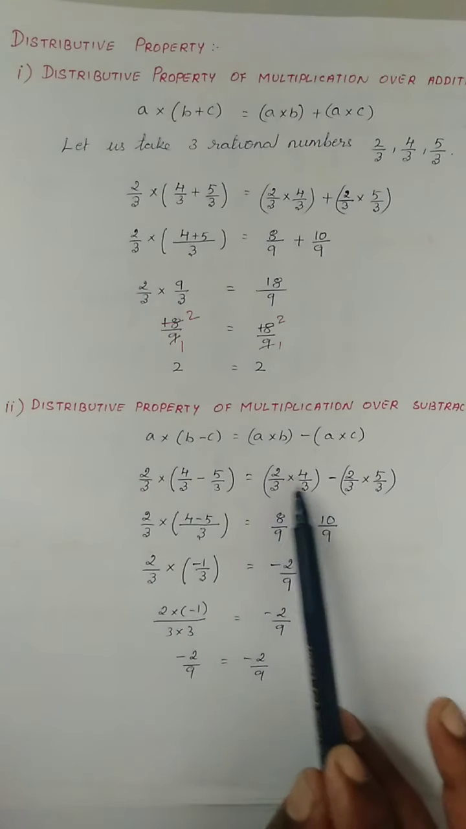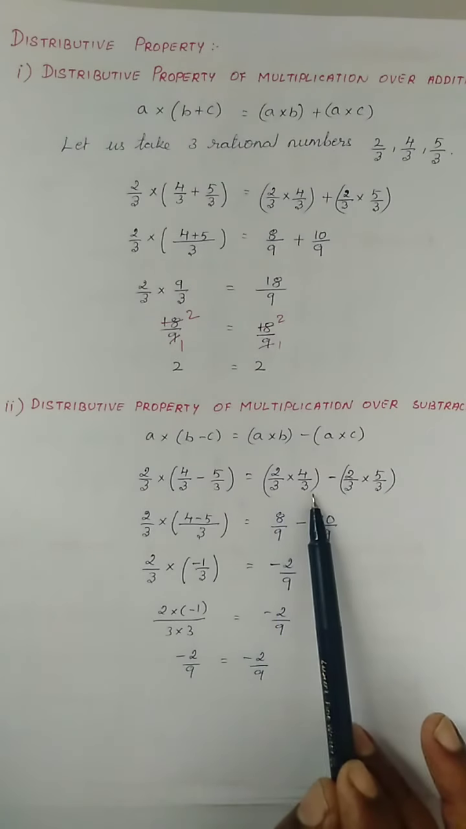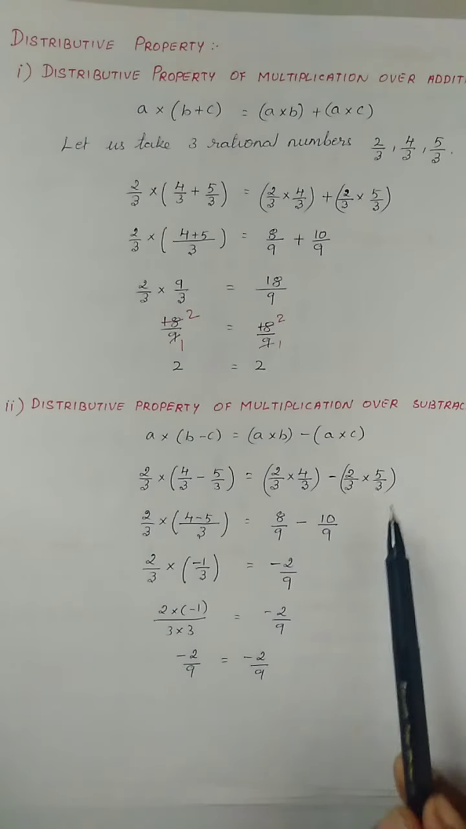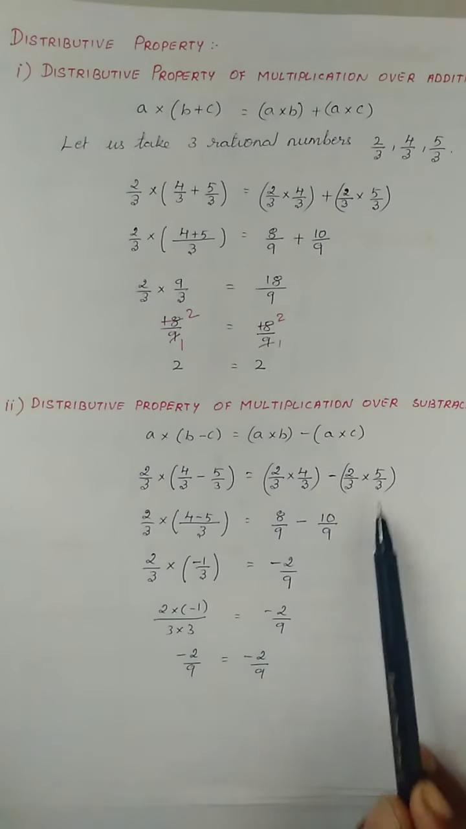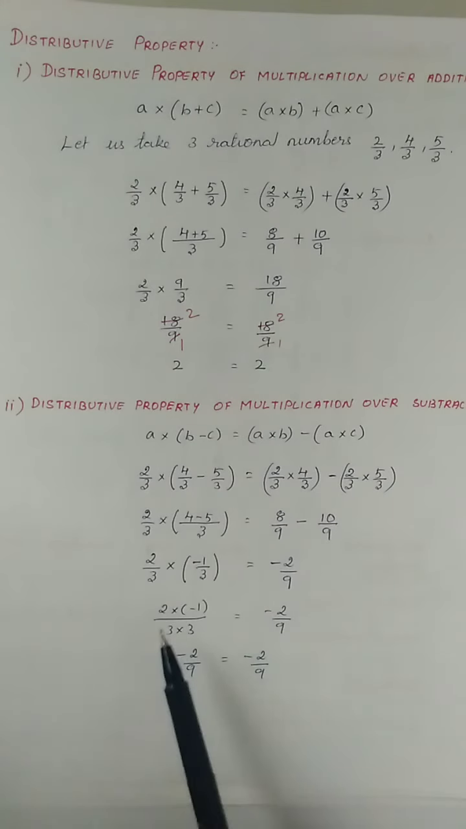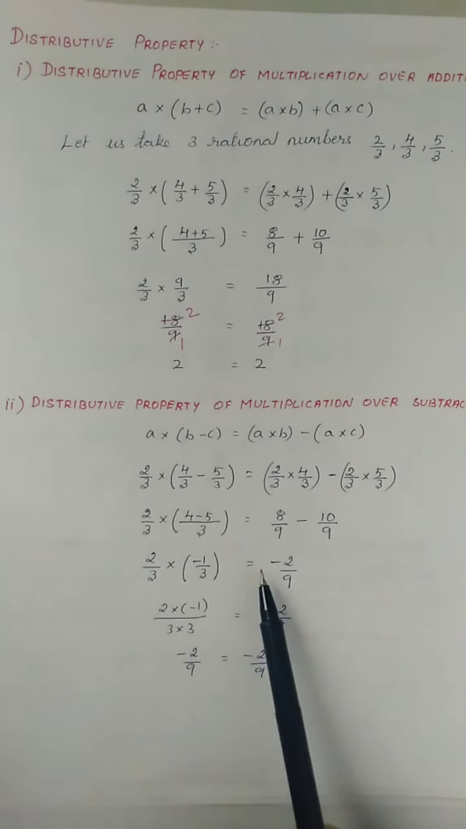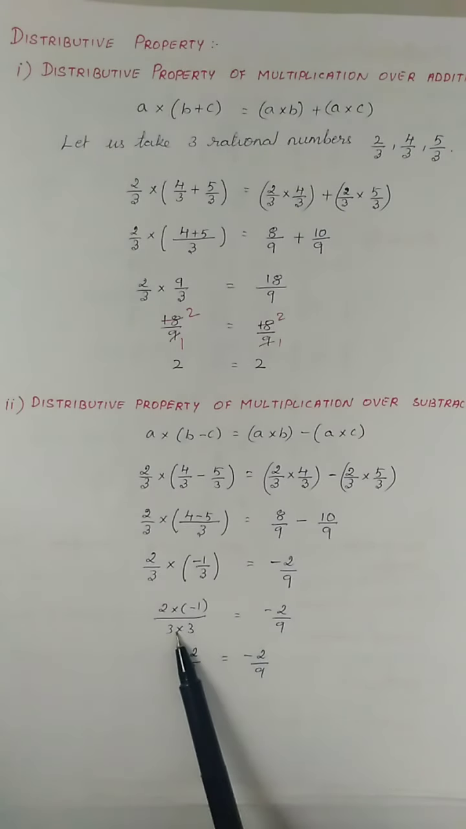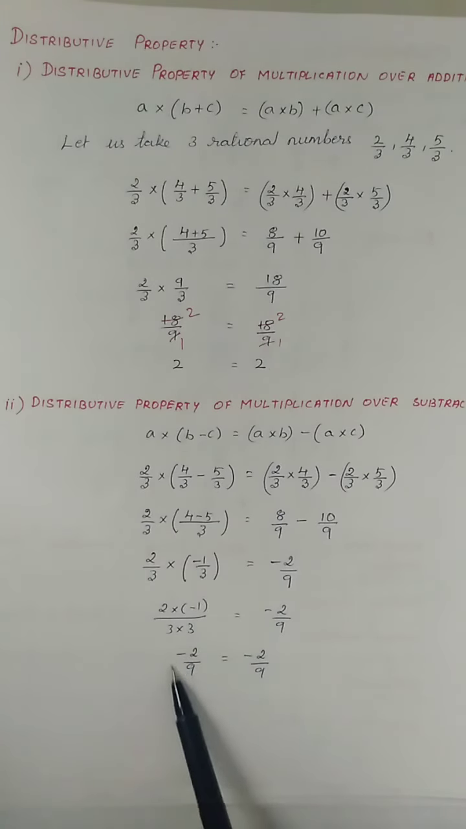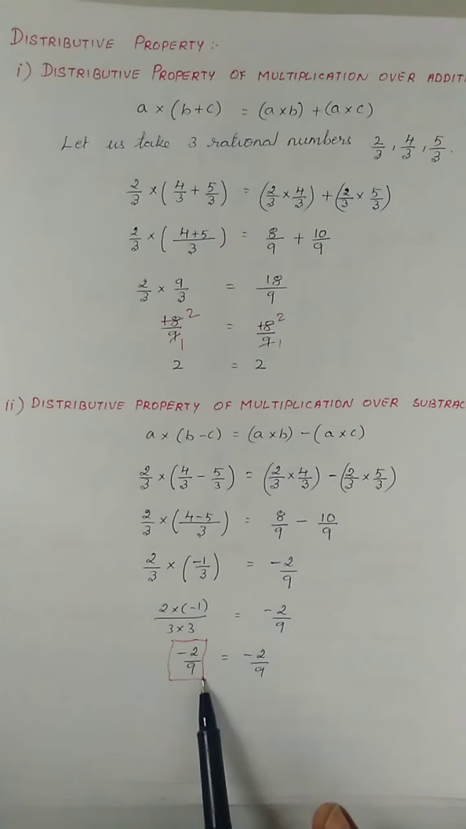In the right hand side, 2 4s are 8, 3 3s are 9. So first, the product of first two numbers will give you 8 by 9. Minus sign, write it as it is. 2 5s are 10, 3 3s are 9. So you will get 8 by 9 minus 10 by 9. In the left hand side, 2 by 3 into minus 1 by 3 will give you 3 3s are 9, and 2 into minus 1 will give you minus 2. So your final answer will be minus 2 by 9, which can't be reduced.